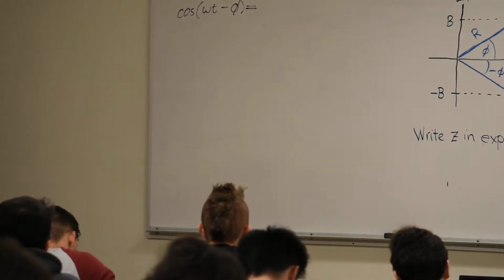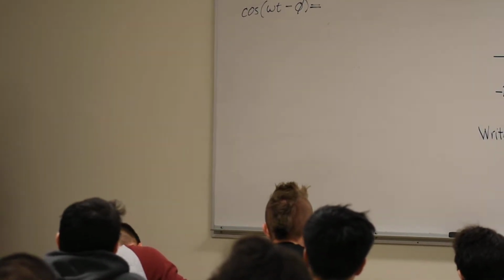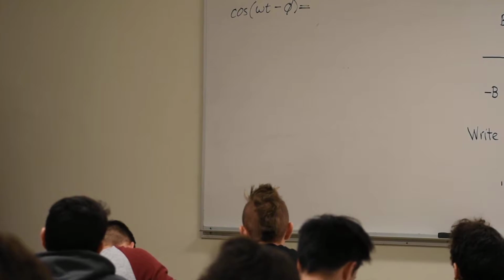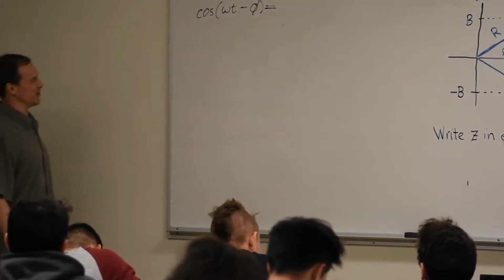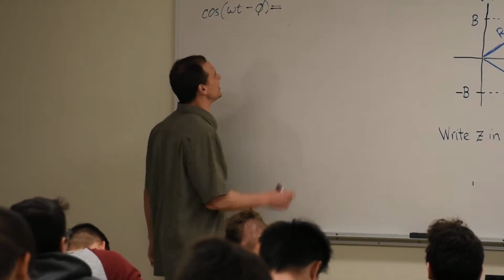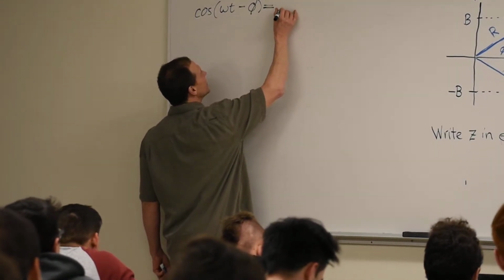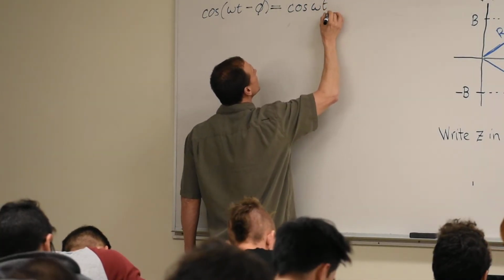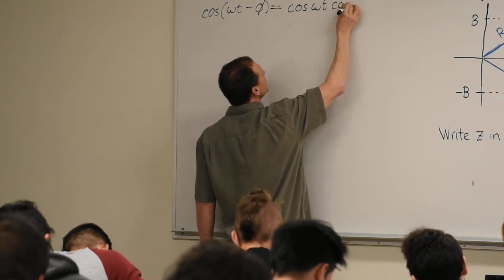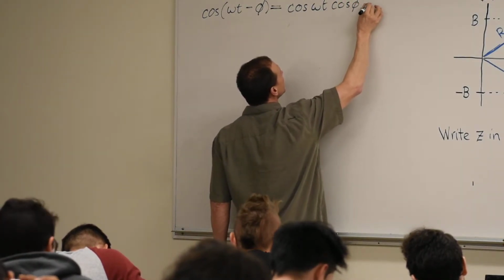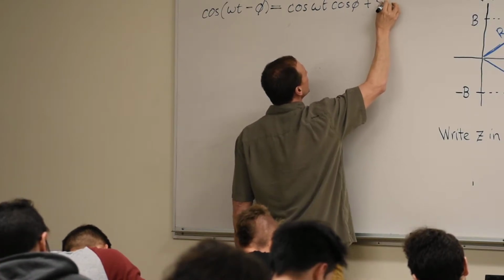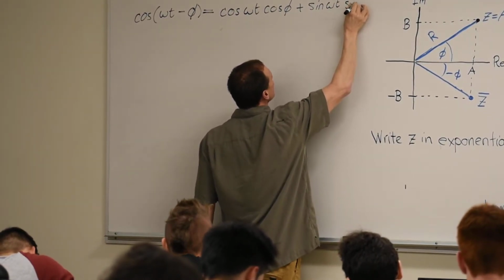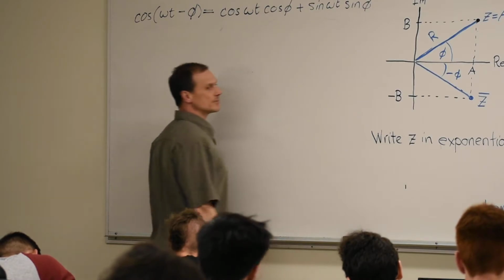Does someone by chance remember the cosine of a difference of angles? I know. This is why we took that route. I'll help you with it. It's not one that I think most of us easily remember. You'll probably remember once I start writing. It's the cosine of omega t times the cosine of phi plus the sine of omega t times the sine of phi.